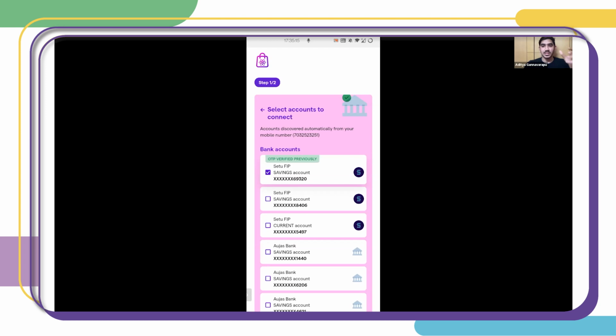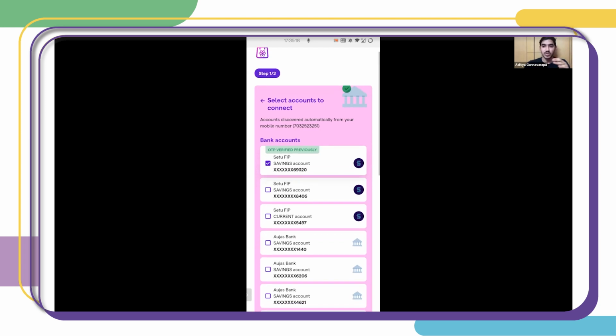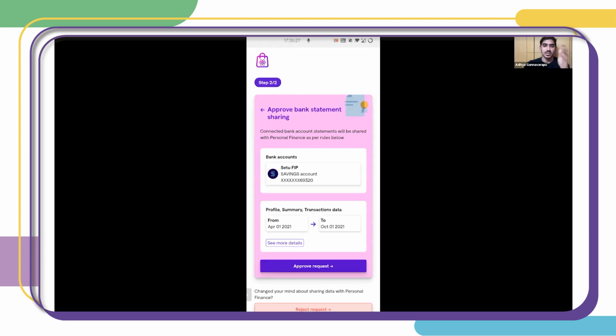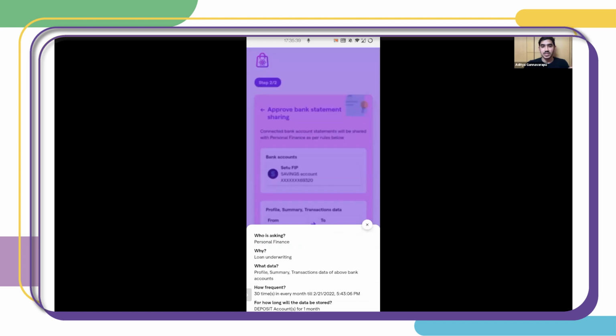So now personal finance can only pull data from this particular bank account, and I don't want to give access to my data from any other bank account, at least. So now I click on proceed. Now it shows me this screen, saying this is the bank account that you selected, and this is the data that you're giving. So April 1st, 2021 to October 1st, 2021. This is the data that the personal finance app wants, and I'm okay to share that. And you can also see some extra details, like how frequent and what data they want.